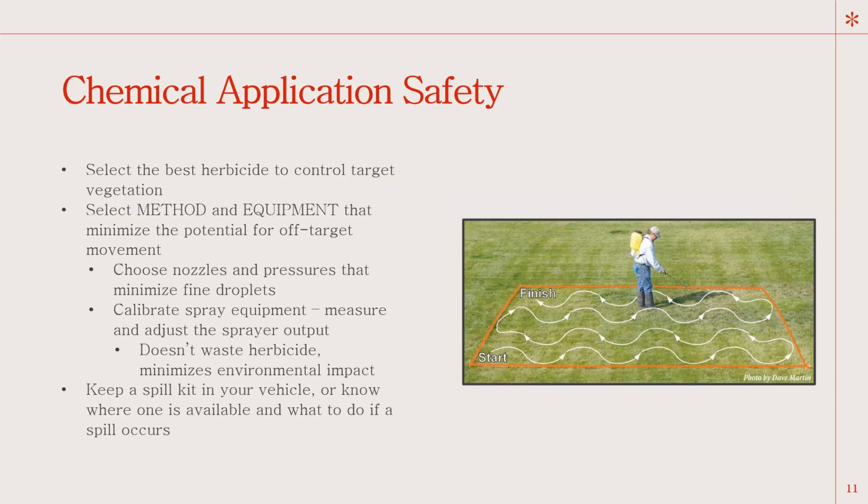So when going about chemical treatments, you really want to select the best herbicide for your target vegetation. Not all herbicides work on all plants, and you really need to choose the one that's right for what you want to use. Select the method and equipment carefully to minimize off-target movement. This means choosing nozzles and pressures that don't create fine droplets that drift. And then you want to calibrate your spray equipment. This is critical. You want to measure and adjust your sprayer so it applies the right amount. This proper calibration doesn't waste herbicides and minimizes the environmental impact.